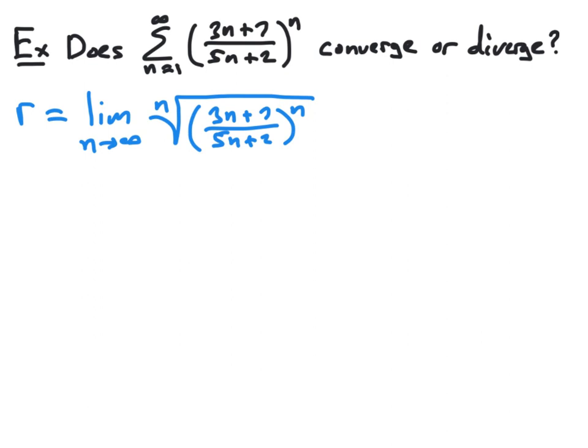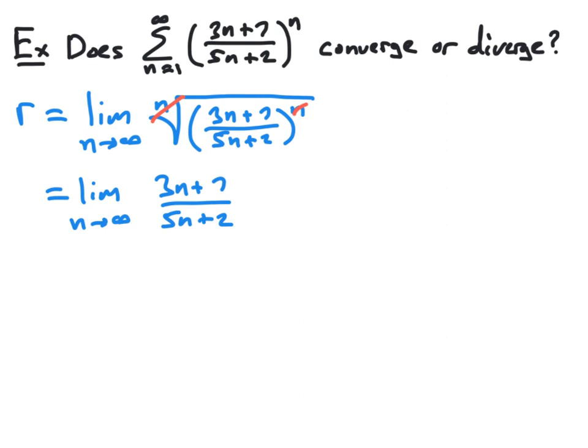Notice that we're leaving off the absolute value bars here, because when n is positive, like it is in a series, 3n plus 7 is positive, and 5n plus 2 will be positive, and so the quotient of two positive numbers will always result in a positive number. And so here we have the nth root of an nth power, and so our nth root and the nth power will cancel out completely. What we're left with here is the limit as n goes to infinity of simply 3n plus 7 over 5n plus 2. So we have the limit here of a rational function.